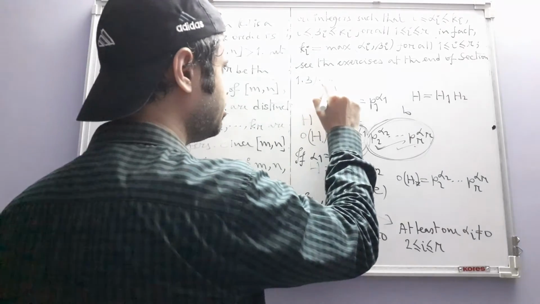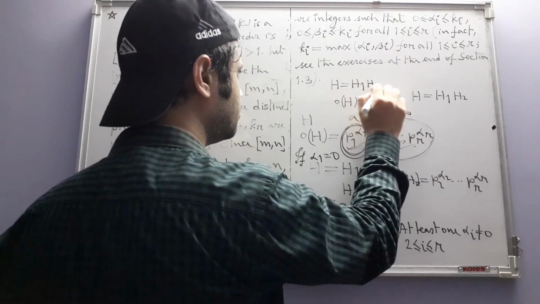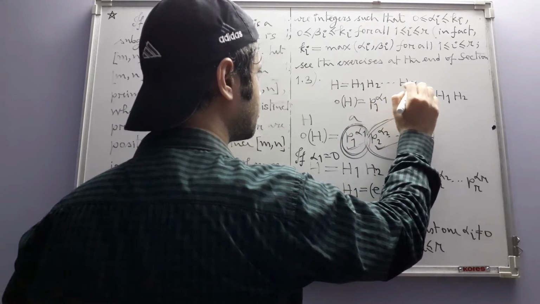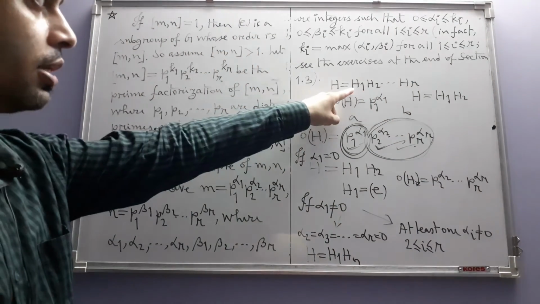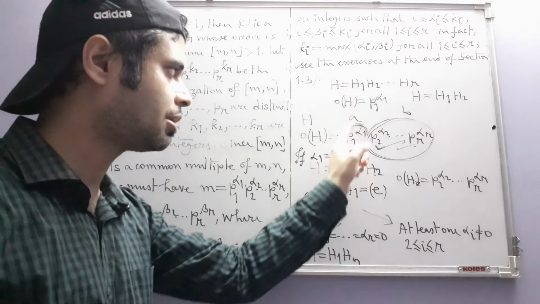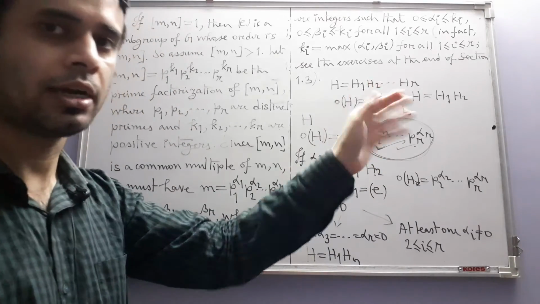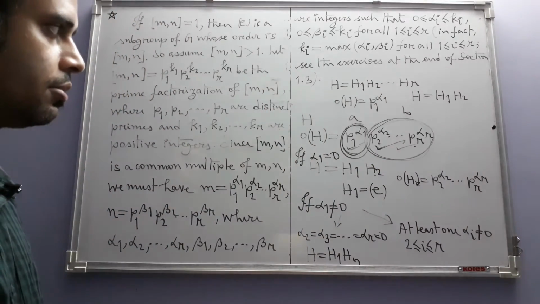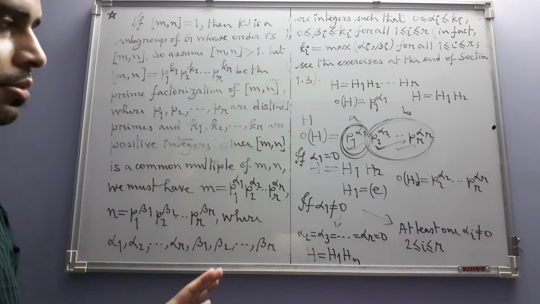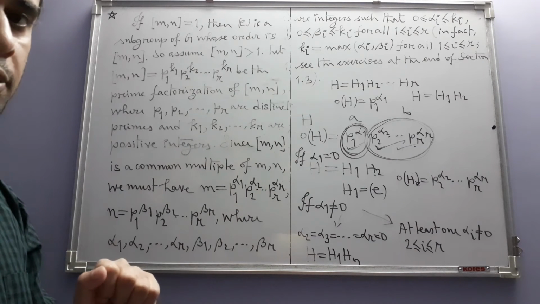Ultimately you will be able to write H in this form, where order of H1 is P1 to the power alpha 1, order of H2 is P2 to the power alpha 2, and so on. Okay, I hope you understand this part. It's slightly difficult to put in words.